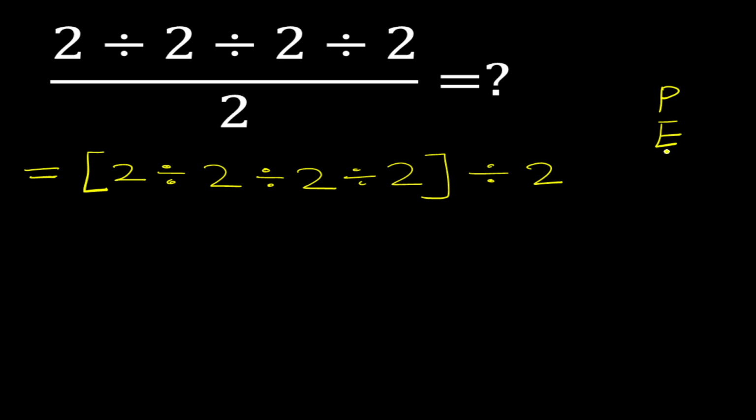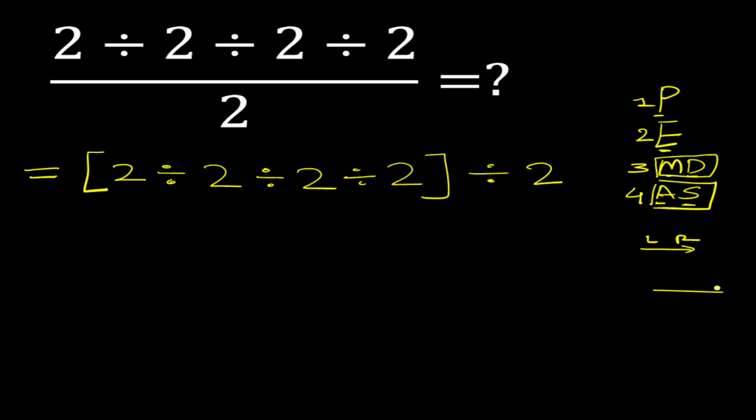So according to PEMDAS, first priority is parenthesis, second priority is exponents, third priority is multiplication and division. Here multiplication and division both have equal priority, so we have to solve it from left to right. Fourth and last priority is addition and subtraction. Also addition and subtraction both have equal priority, so we have to solve it from left to right.